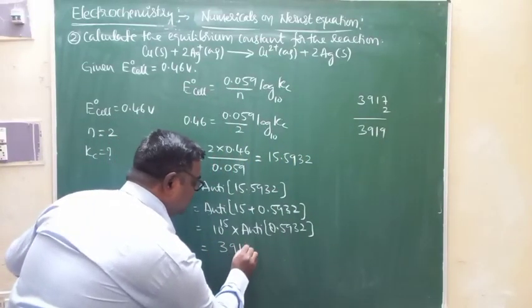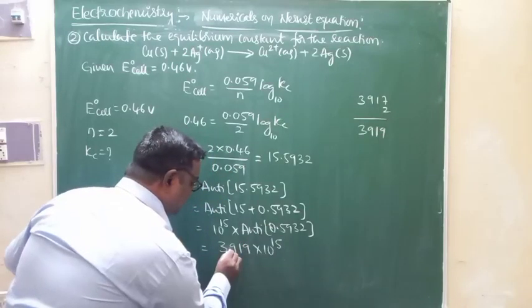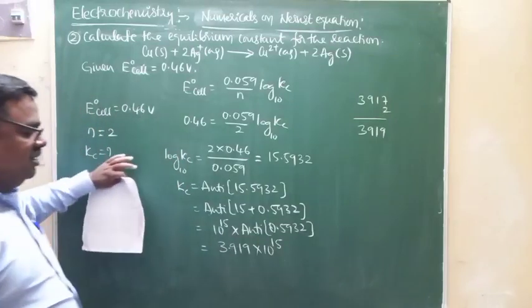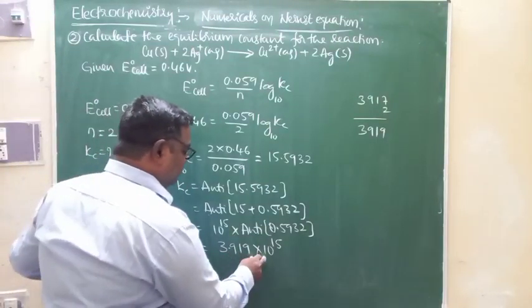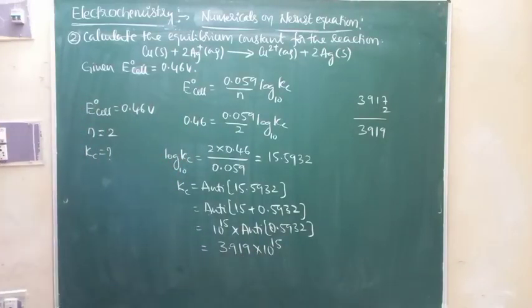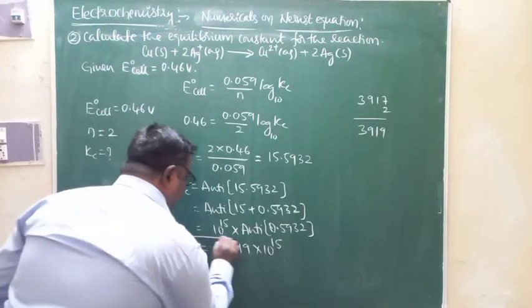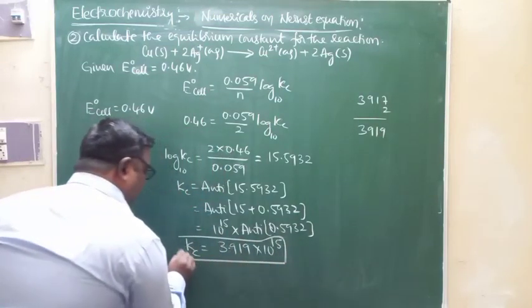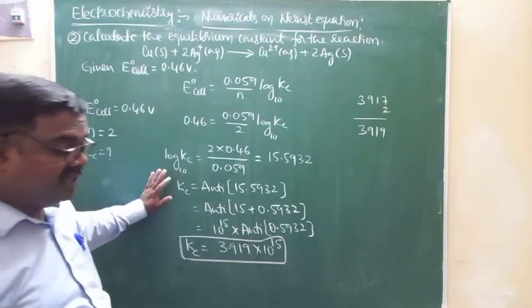Therefore that is 3919 into 10 to the power of 15. Since it is 0 point, after one digit you are supposed to keep the decimal point: 3.919 into 10 to the power of 15. That is the answer. That is what we call the equilibrium constant Kc for a given cell reaction. So this is how you must calculate. Okay? We'll take up the third problem.